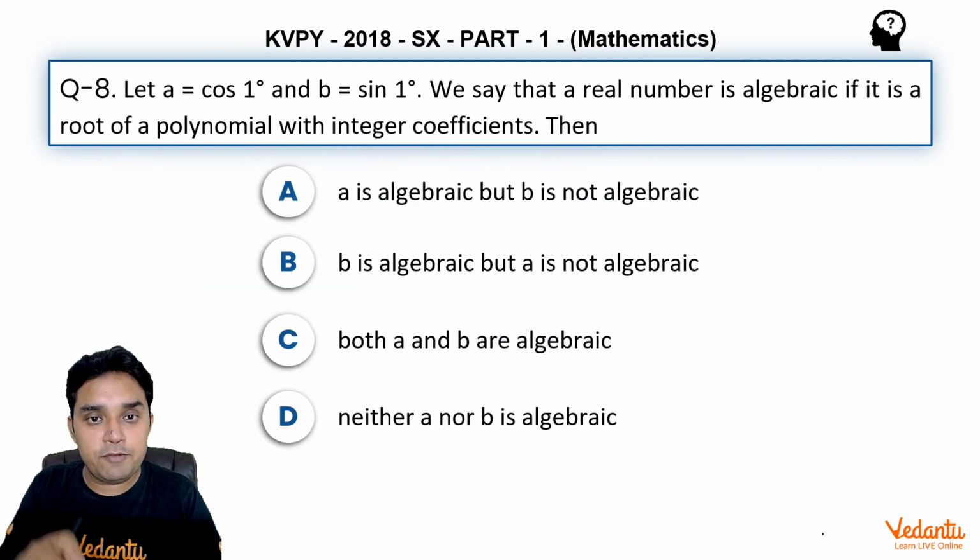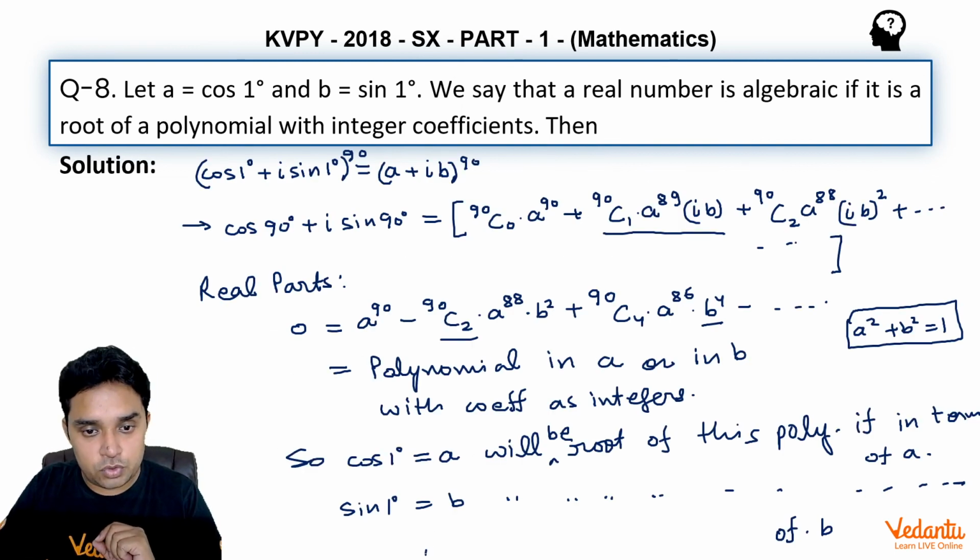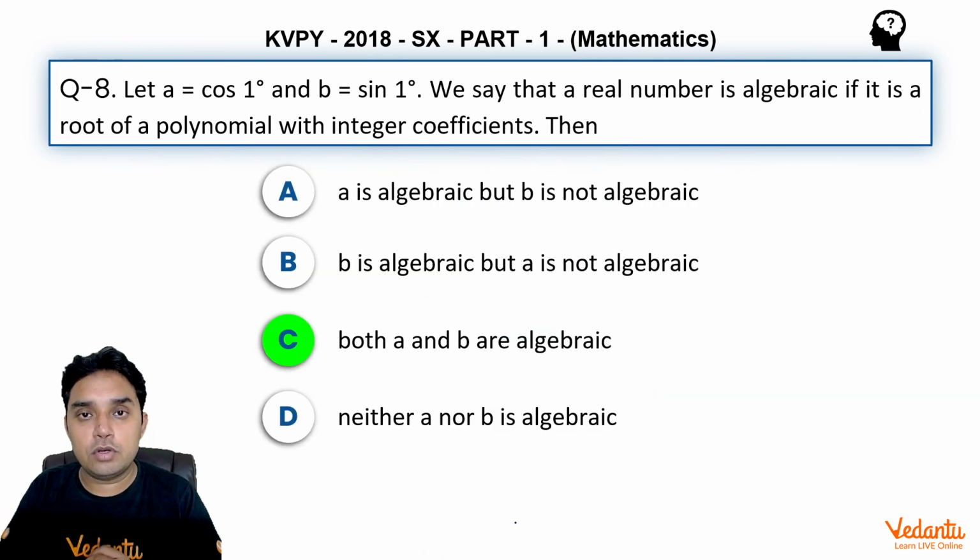So as per the definition given in this question, we can say that both A and B are algebraic. So answer for this should be C. So this completes the solution of this question.